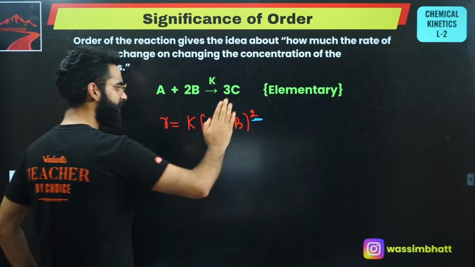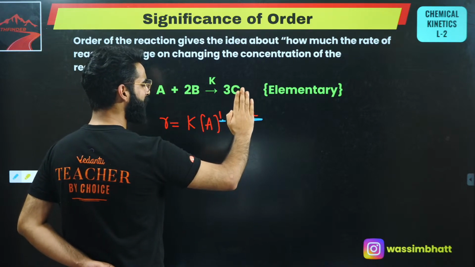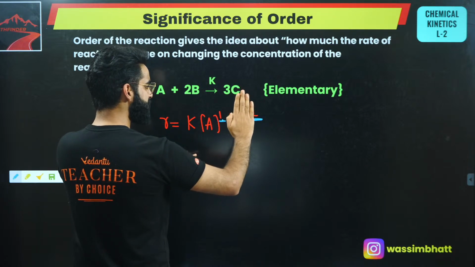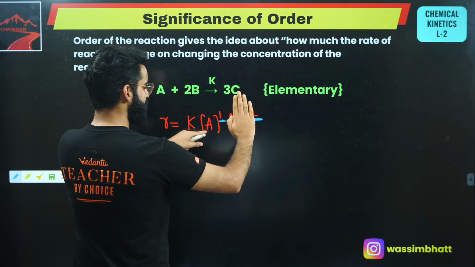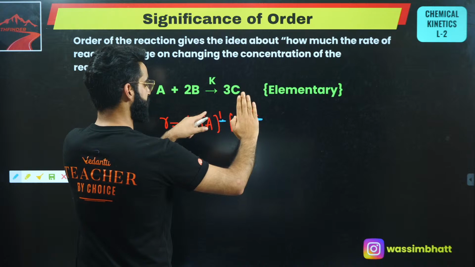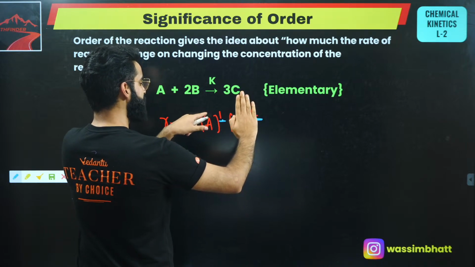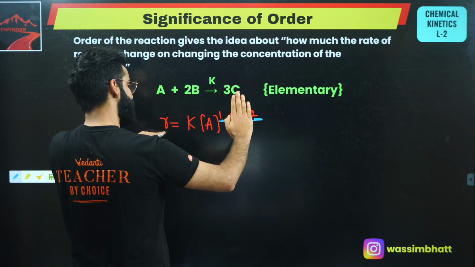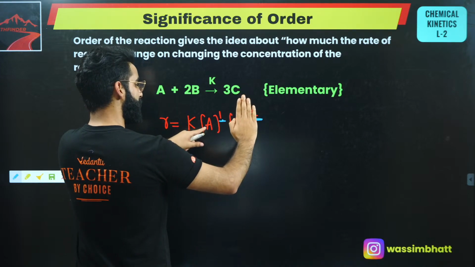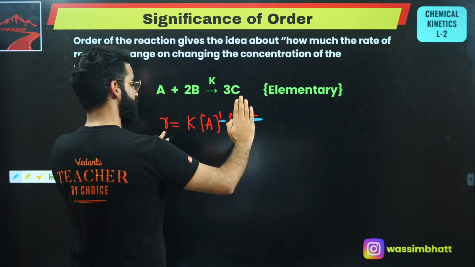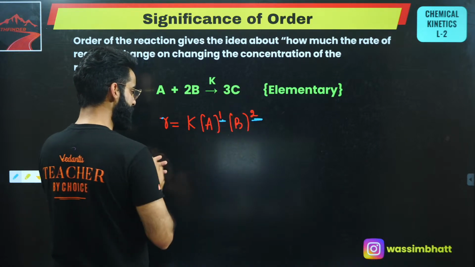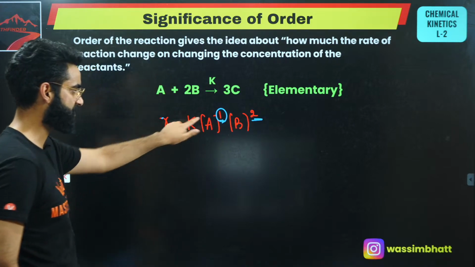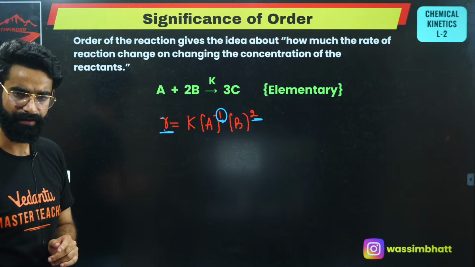People, if I keep the concentration of B fixed, if I do not let the concentration of B change, I'm just doubling the concentration of A. If I double the concentration of A, rate will also double, right? If I make the concentration of A 3 times, rate will also become 3 times. If I make the concentration of A 4 times, rate will also be 4 times, right? So can I say rate of reaction varies linearly with the power of A, correct?